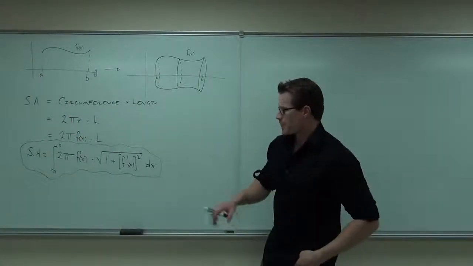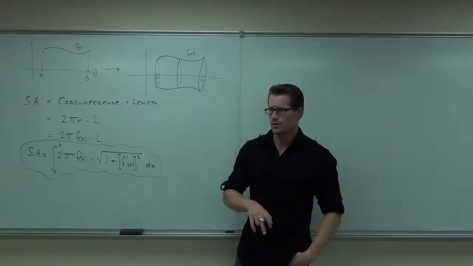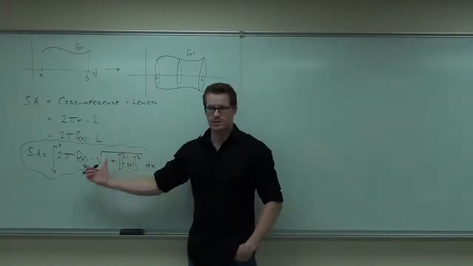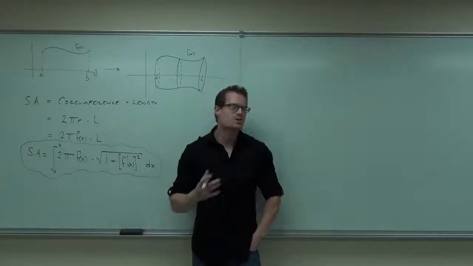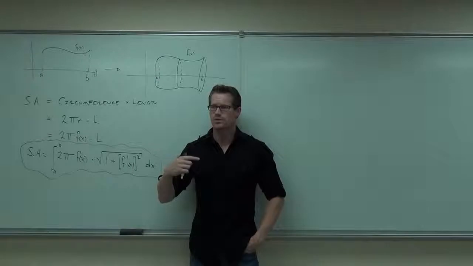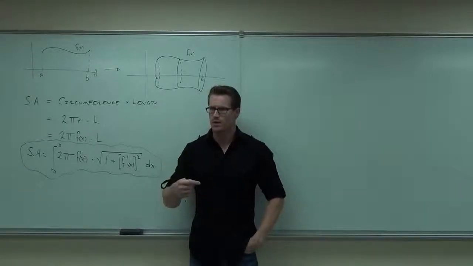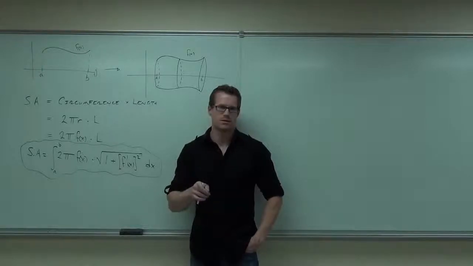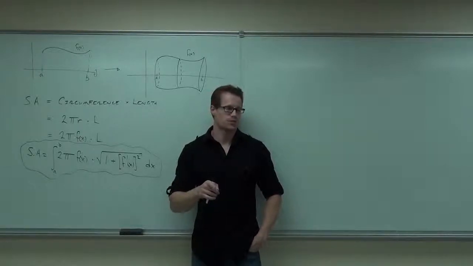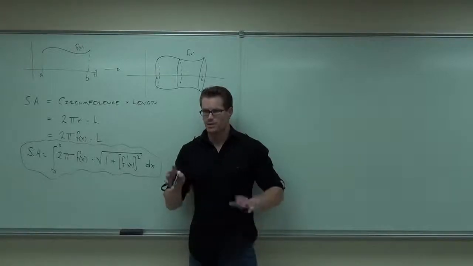Now, a question. What axis did we just go around? Notice how it's in terms of x. Most of our formulas are like that. If you go around x, you have it in terms of x. If you go around y, you have it in terms of y. What's the only one that's not like that? Cylindrical shells. The cylindrical shells is the only one that's not like that. So that's the one to watch out for.